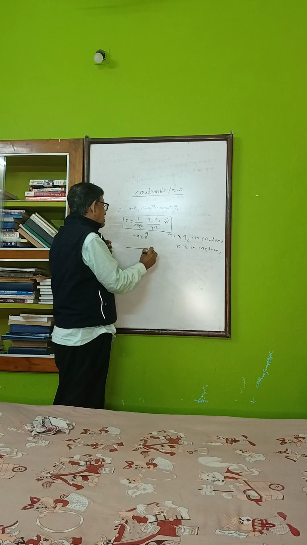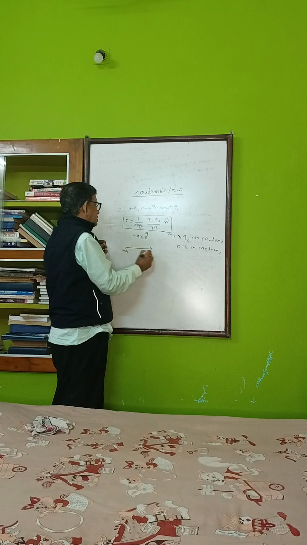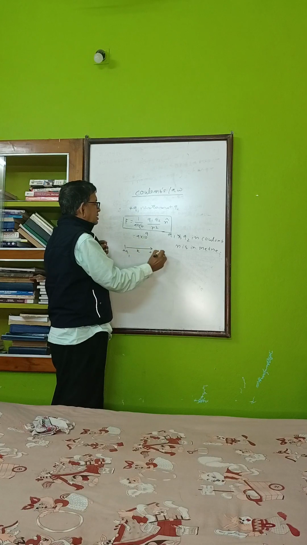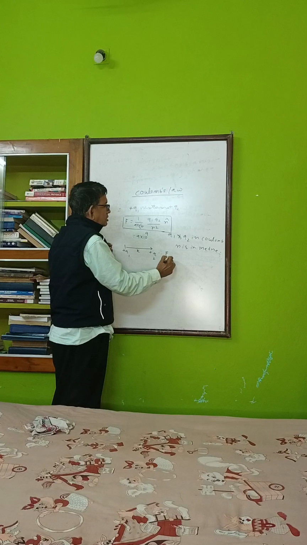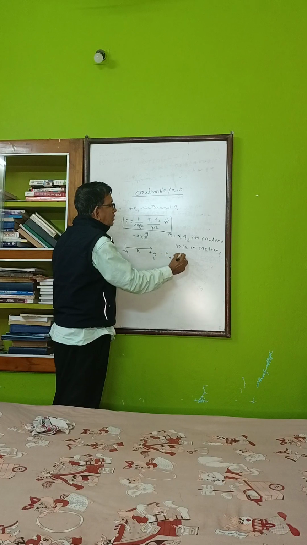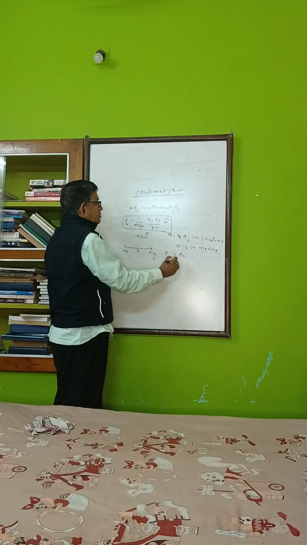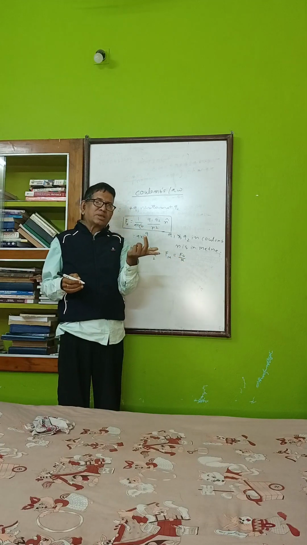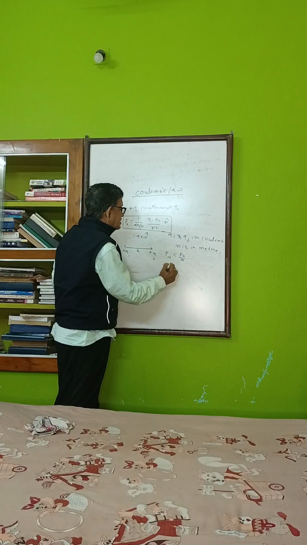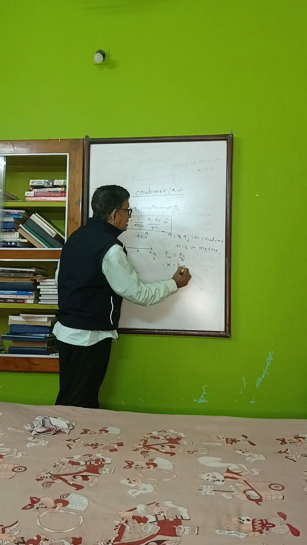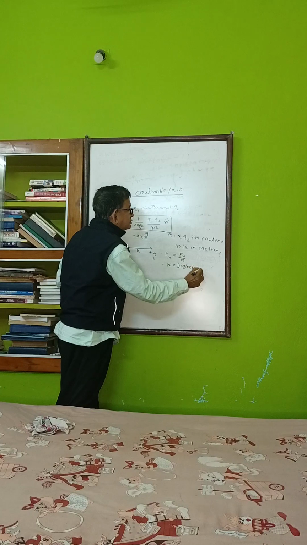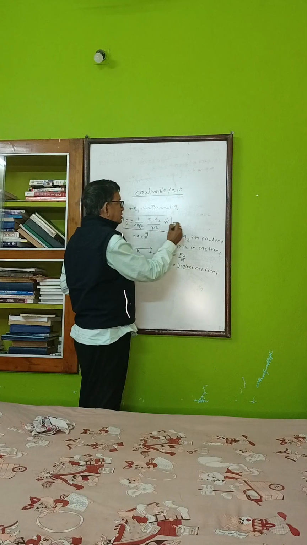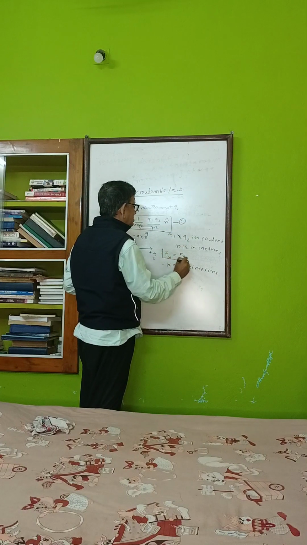if you take Coulomb's law in presence of media K, then this force in terms of media will be the original force F0 by K. That means the force is reduced by K. This K is known as the dielectric constant. So this is equation 1 and this is equation 2.